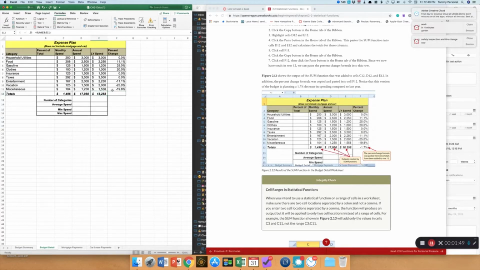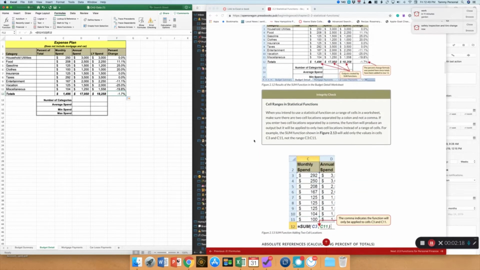Our percentage of change is going to be calculated on our totals just the same way that it was last year. So if we just autofill this formula down, it should give us negative 1.7, right? So we spent a little bit less this year. We can see that, 17,950 versus 18,258. So this number makes sense. Everything's good so far.